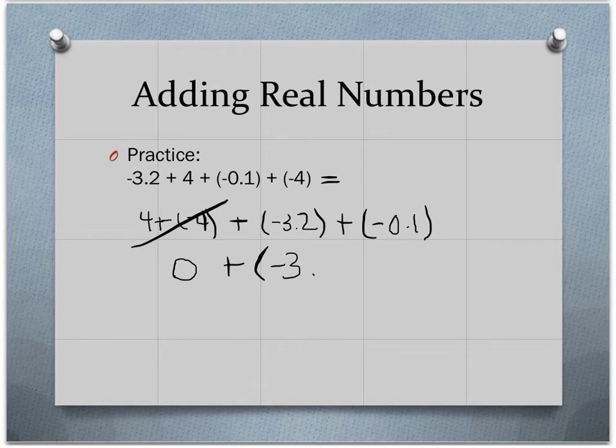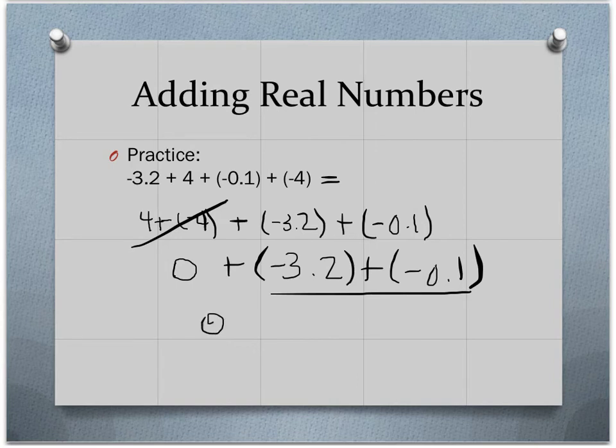And then I can take negative 3 2/10 plus negative 1/10. And again, I can change up the order. I can add these two together first, add up my negatives. So then 0 plus a negative 3 2/10 plus another negative 1/10 would be negative 3 3/10. And finally, I know that any number plus 0 would be itself, the identity property, so my final answer is going to be negative 3 3/10.